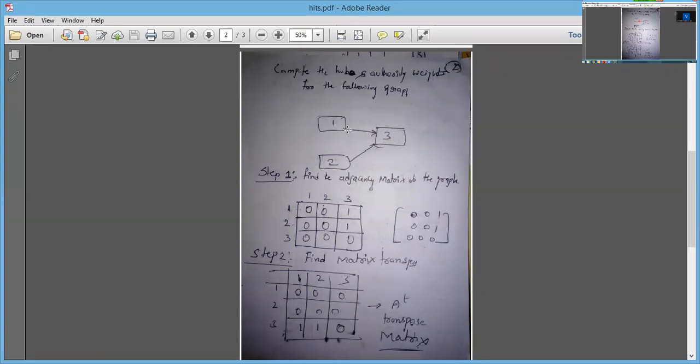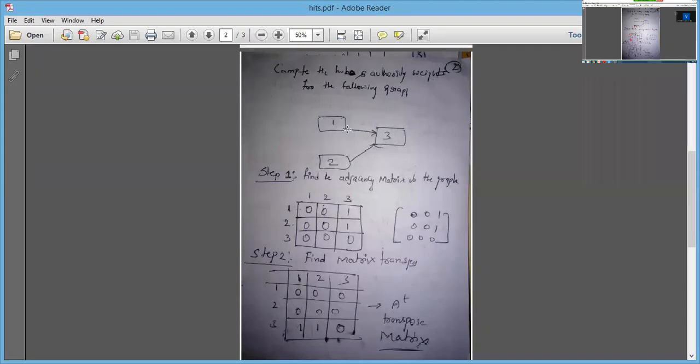Okay, you know the graph theory, very simple graph theory, where there will be nodes and edges. In the same fashion, Larry Page has taken every page as a node and every link as an edge. The first and foremost thing is you need to draw a matrix for this particular graph.